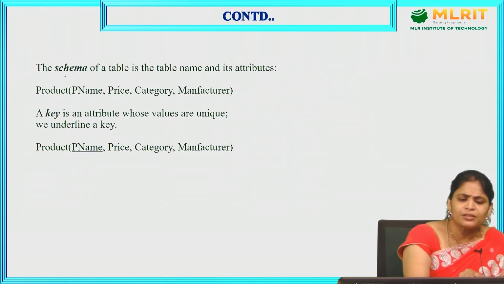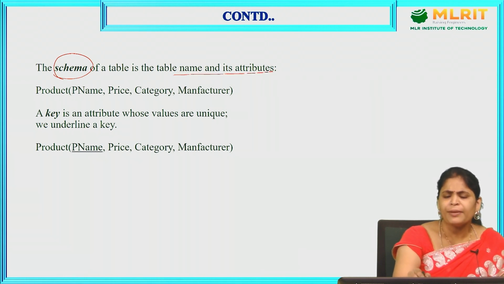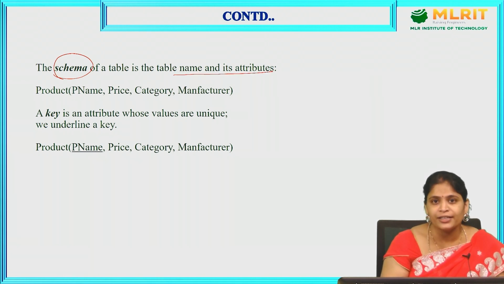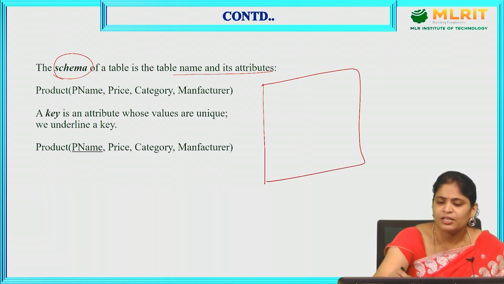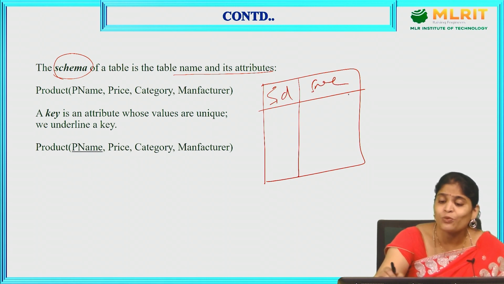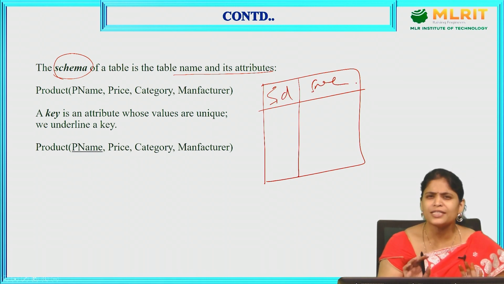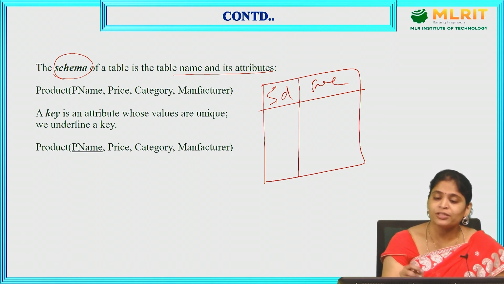Next, what is a schema? The schema of a table is nothing but the table name and its attributes, not the content. Schema is the definition, that is a table, SID and SName. It is a simple design. Schema is nothing but the design of a database. It doesn't bother about the internal content of the data.